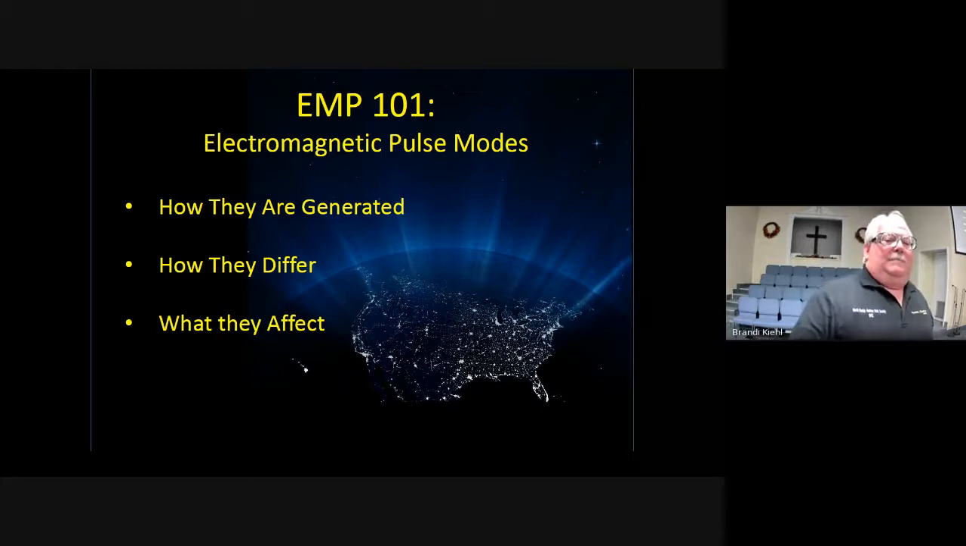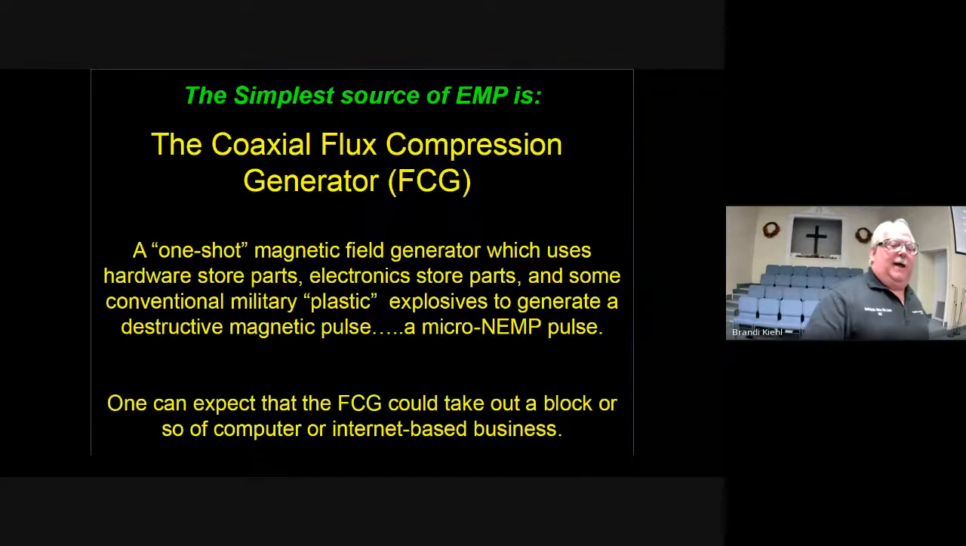There's three different sources really of electromagnetic pulse that we need to be concerned about. We're going to talk a little bit about how they're generated, how they differ, and how they affect electrical and other stuff. The simplest one and the fastest one is basically a passenger van stuffed with C4 explosives and magnets and all kinds of hardware store stuff. And when you set off the explosive, it generates a small electromagnetic pulse, and it's capable of taking out a block or two worth of computer-oriented businesses.